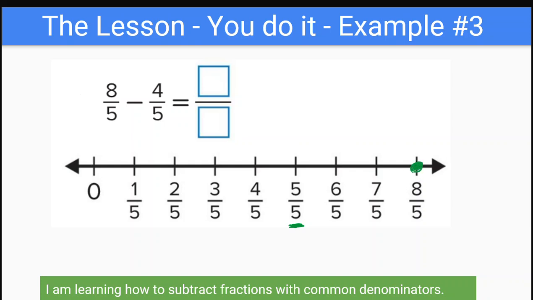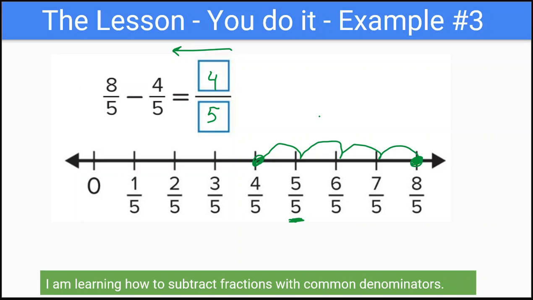And if they want us to take away 4/5, we have to go backwards 4/5. So go backwards 1, 2, 3, 4, and we're going to end up right here, right? So 8/5 take away 4/5 is 4/5. Now you could always check yourself by going the opposite direction, going this way and adding, right? 4/5 plus 4/5 equals 8/5. You know that you're right. Kids, you're learning how to subtract fractions with common denominators.